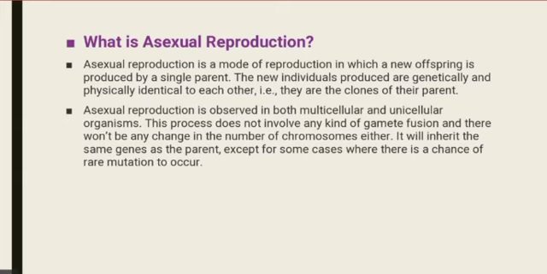This process does not involve any kind of gamete fusion, and there won't be any change in the number of chromosomes either. It will inherit the same genes as the parent, except in some cases where there is a chance of rare mutations to occur. The last sentence is saying you can see some sort of variation even in asexual reproduction. It is in a rare case.